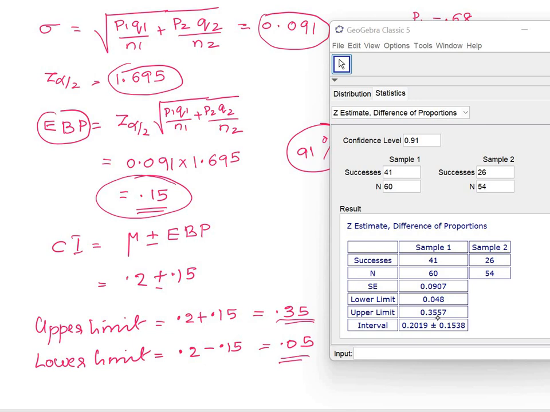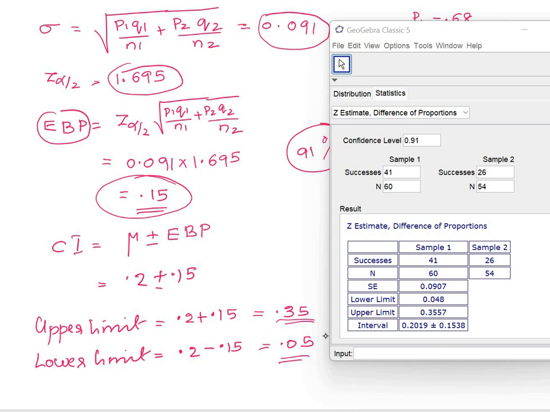Then what about the sigma value? That sigma value is called the standard error. That will be 0.09, but we have 0.091 there. The upper limit is 0.35, we can round it as 0.35. The lower limit is 0.048, but that can be rounded to 0.05.